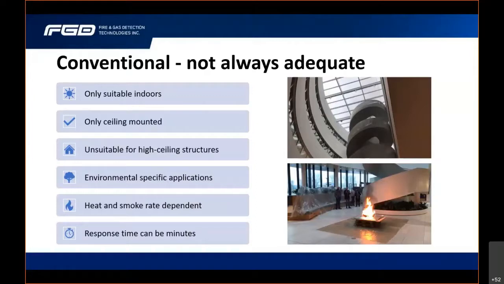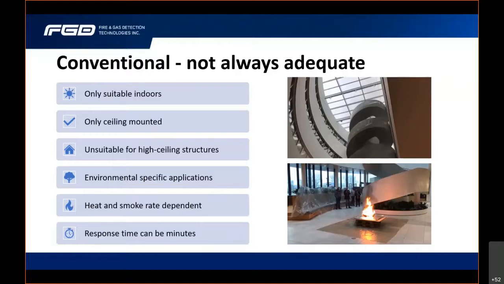But in general, these detectors are actually only used indoors. They tend to only be ceiling mounted, and that can mean that they're not so suitable for very high structures, because what you have with a fire is the smoke particulates or the heat have to transfer or travel all the way to the detector itself. So you actually have quite a long transit time.